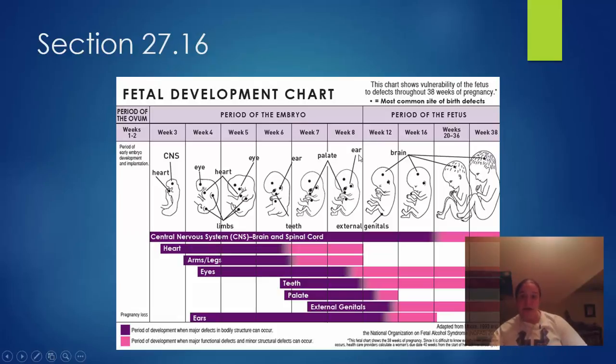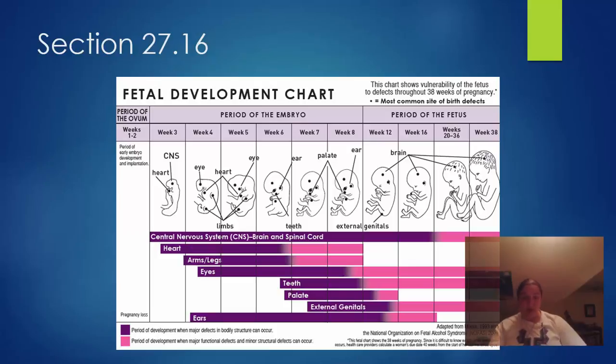Between week 8 and week 12, we stop referring to the developing individual as an embryo because it has become complex enough that if it were born at this point, it might survive. And instead, we call it a fetus. This is a fetus now, at which point we start to see the formation of exterior genitals. This is when you can finally tell what sex the baby is without checking its DNA, and the formation of the brain.